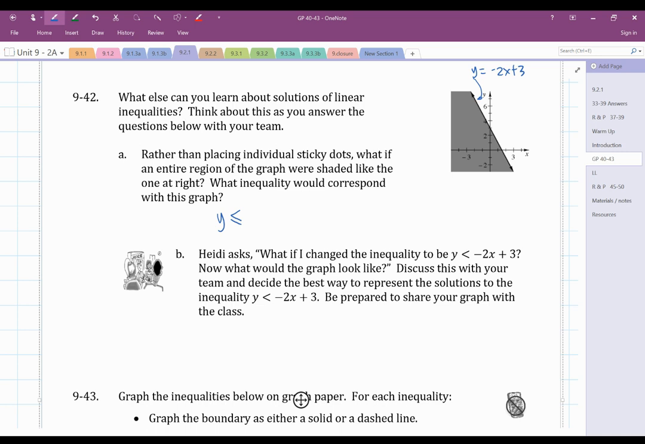So y is less than or equal to negative 2x plus 3. Why do you think it's less than or equal to negative 2x plus 3? Yes, Ariana H.